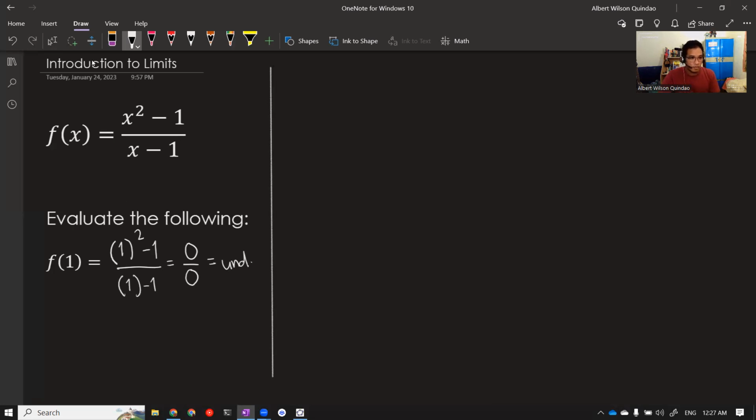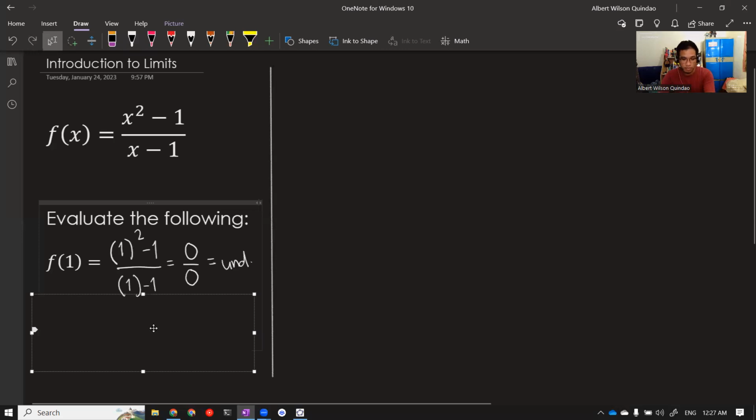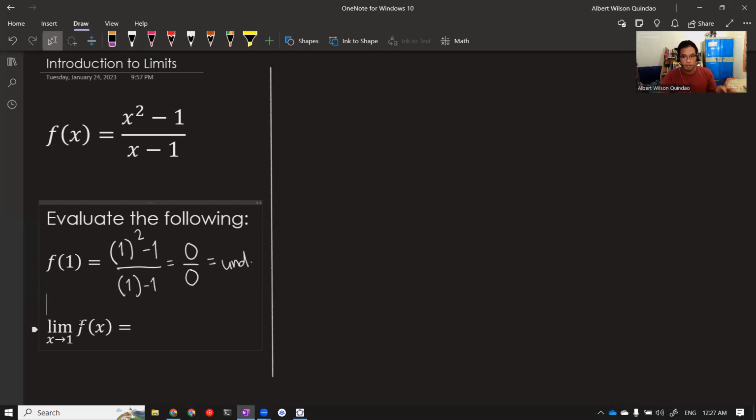But what if what we really have, or what we really want to find, is the limit of f of x as x approaches 1. So it's a little bit different dito sa f of 1 kasi dito, we don't really care about the function value of x equals 1. So ang gusto natin mangyari, or ang gusto nating mahanap, ay kung anong number yung papalapit ng papalapit si f of x, habang si x naman ay papalapit ng papalapit kay number 1.